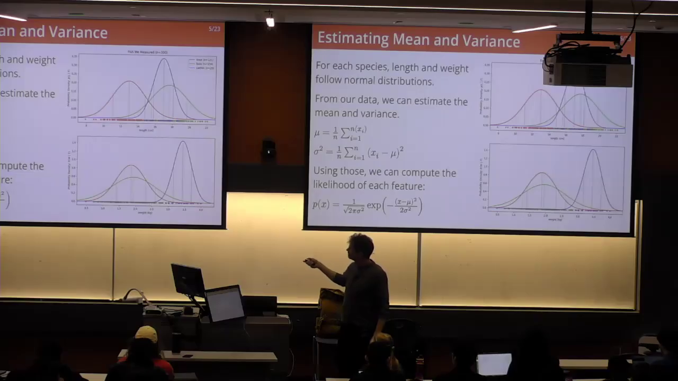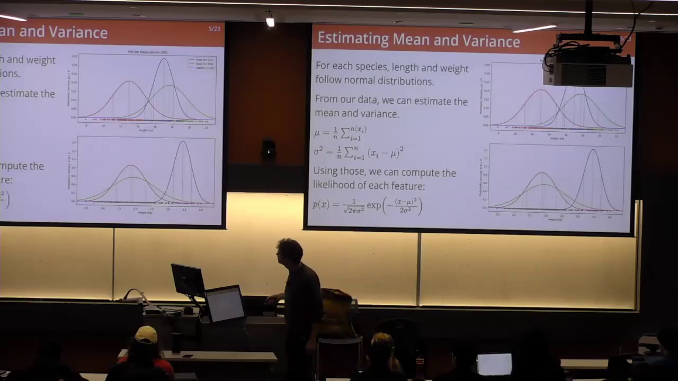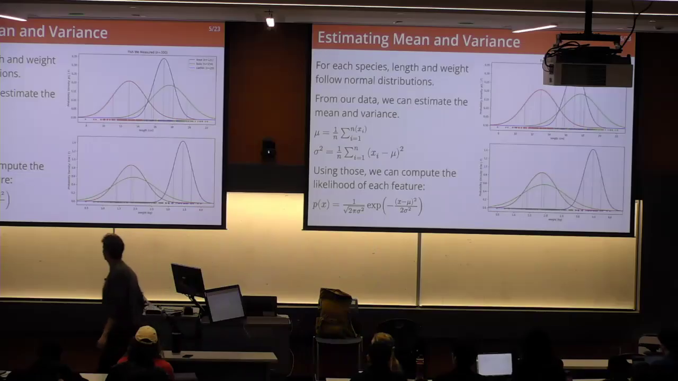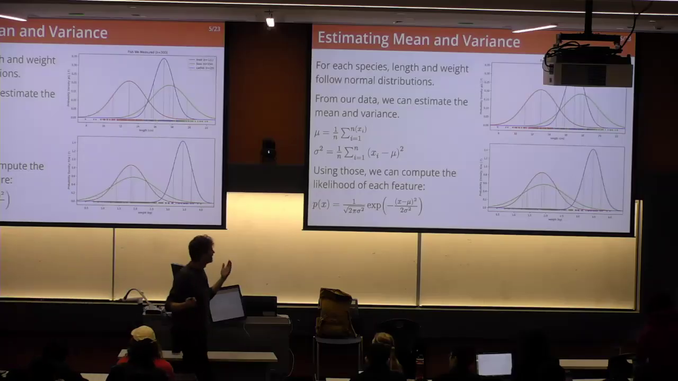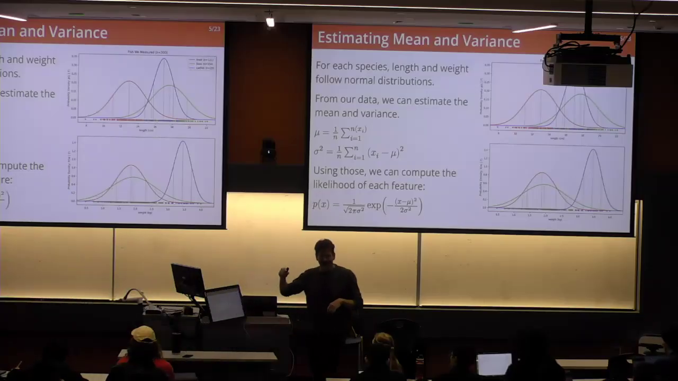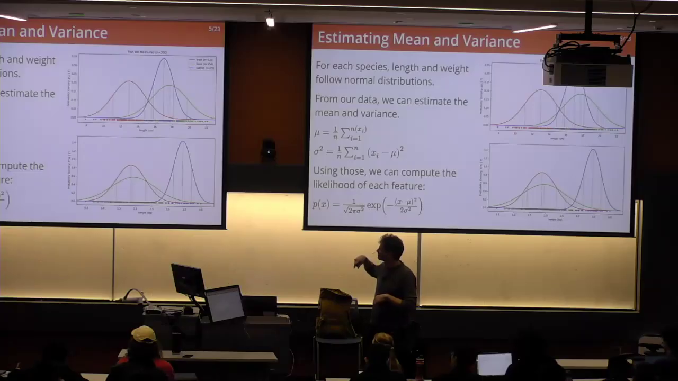We can do the mean. Sorry, I'm missing something there. This should say the sum. This x should be here. My formatting got messed up. We're just going to sum up all the lengths for a trout, and then we're going to divide by the number of trout. Sorry about that. You all know the formula for a sample mean, right? Go through all the samples, add them up, divide by the number of samples.